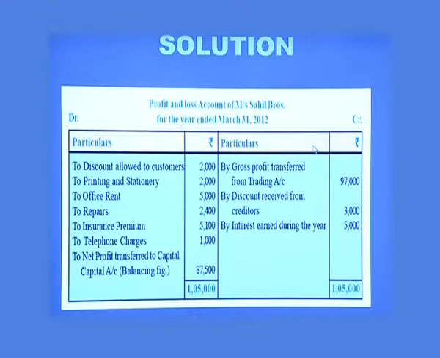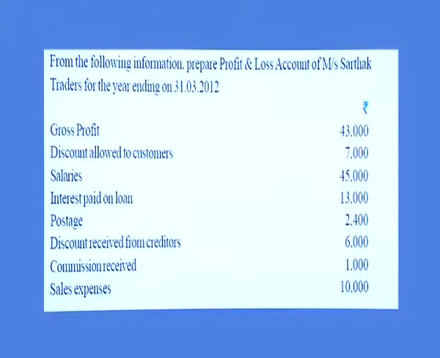preparation of profit and loss account and trading account. From the following information, prepare a profit and loss account of Messrs. Sarthak Traders for the year ending 31st March 2012. We have given you gross profit. So, it will come on the credit side of the profit and loss account, discount allowed on the debit side of the profit and loss account, salaries on the debit side, interest paid on the debit side, postage on the debit side, discount received on the credit side, commission received on the credit side, and sales expenses on the debit side of the profit and loss account.